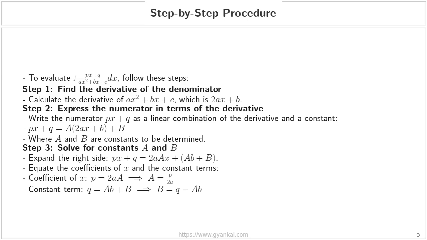Similarly, the constant term on the left side is q, and on the right side it's Ab plus B. So, q equals Ab plus B, and solving for B gives us B equals q minus Ab.